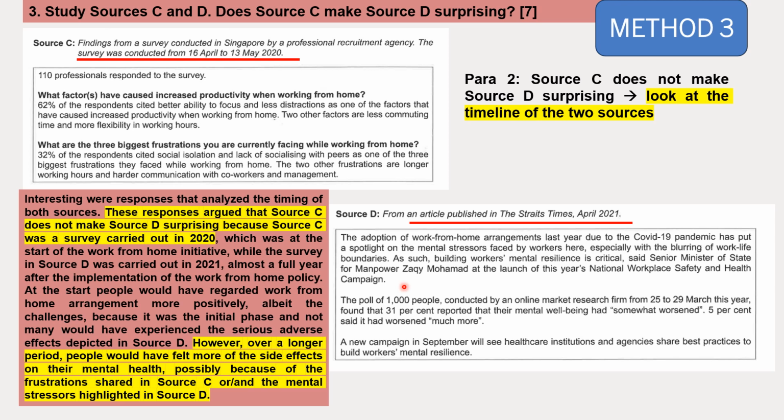Can you see that? Over a longer period of time, people may have felt more of the side effects. Their mental health may be affected, there are frustrations. So source C does not make source D surprising because they are of two different timelines. It's not surprising that people will feel positive because it's the initial timing of work from home, whereas in source D, it is actually a year after. So of course, people will feel very differently.